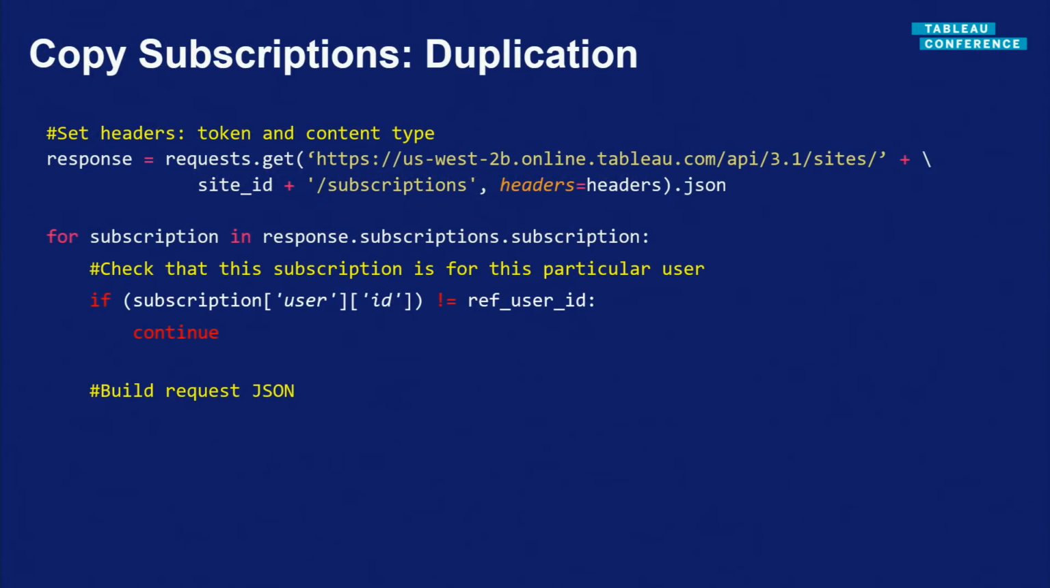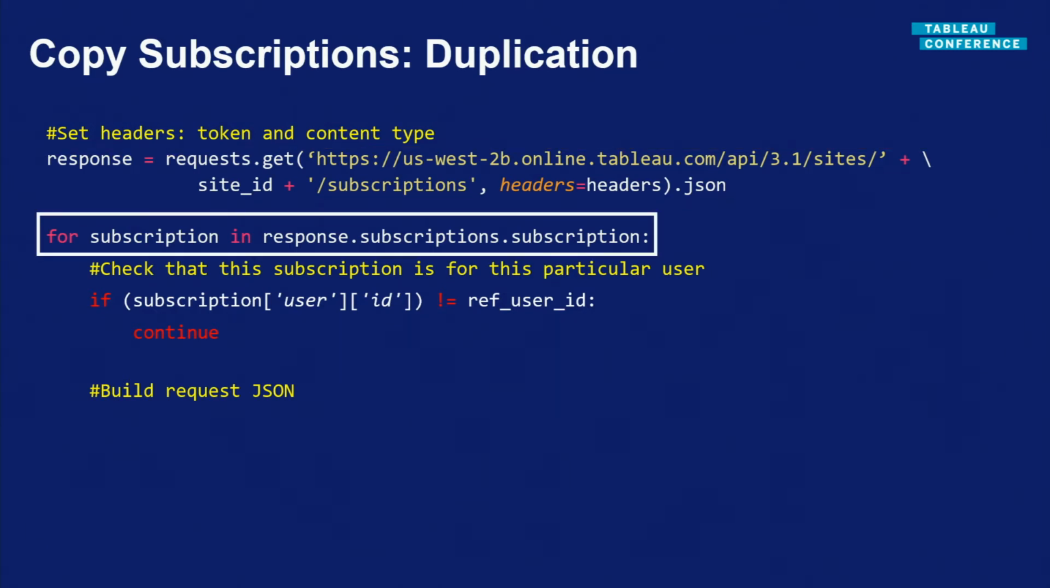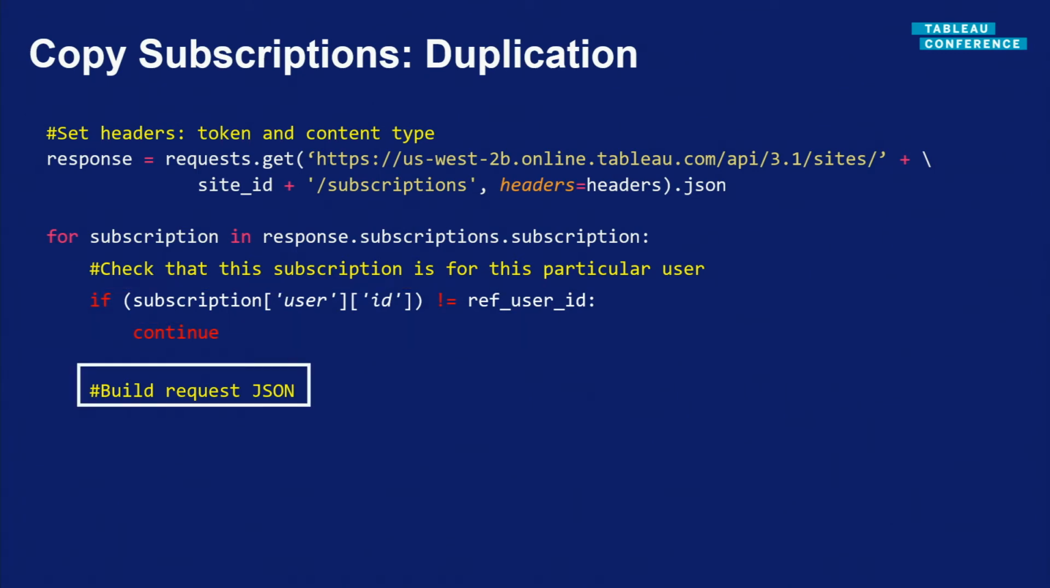So now we need to get the subscriptions belonging to this admin user. The Tableau Server REST API doesn't actually allow you to directly query for subscriptions for a specific user, so we're actually going to get all of the subscriptions for a site. We're going to set our authorization and content type headers, make the request to get all of the subscriptions. We're then going to iterate through each subscription and check to see if the subscription belongs to our source user. If so, we're going to create the request JSON to create the subscription for the new user.